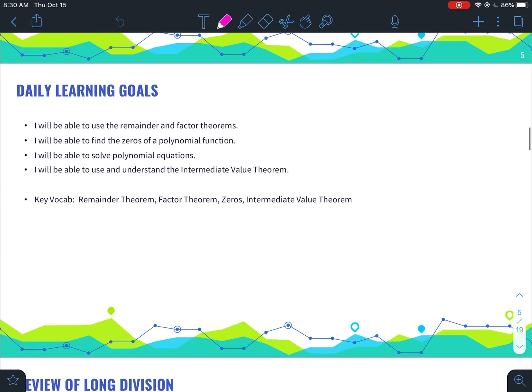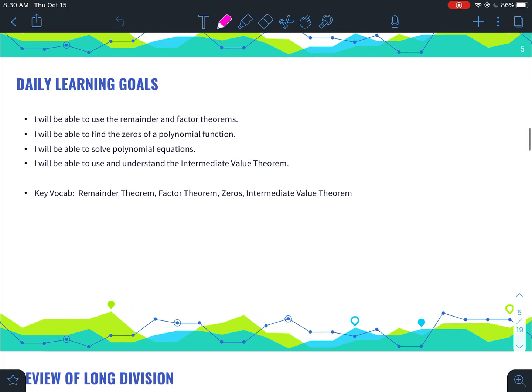So today we're going to talk about polynomials and some things that go with polynomials when we divide them. So we're going to talk about the remainder and factor theorems. We're going to review long division and synthetic division. We'll be able to find zeros of a polynomial function algebraically and on a graph. And we'll use that idea to solve polynomial equations. And then we're going to talk about the intermediate value theorem.